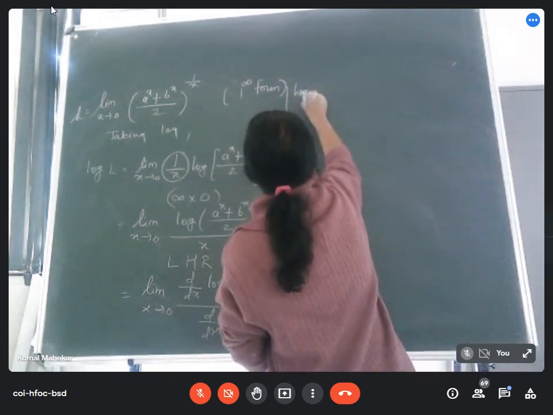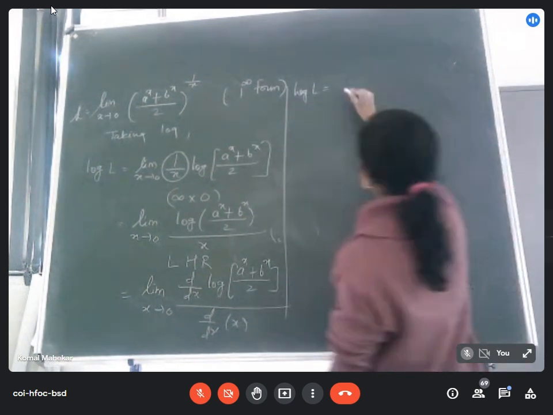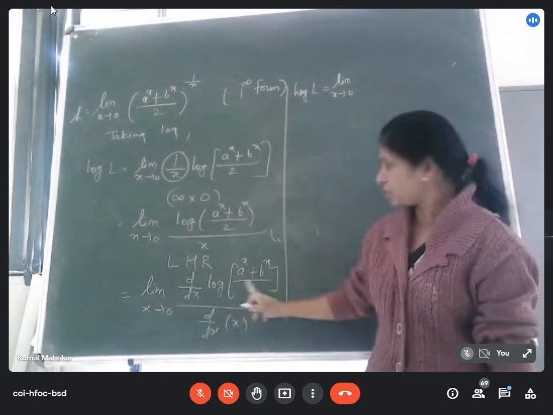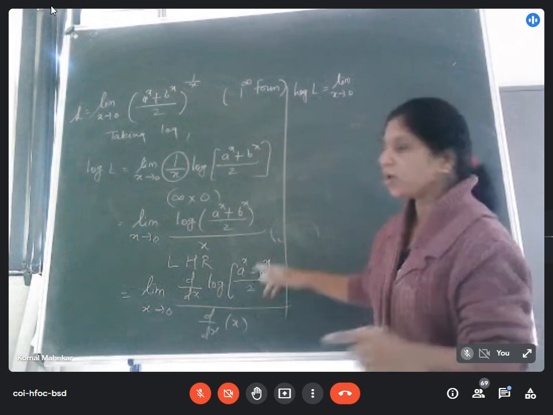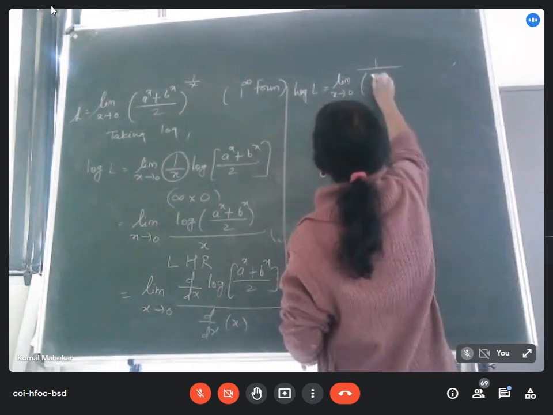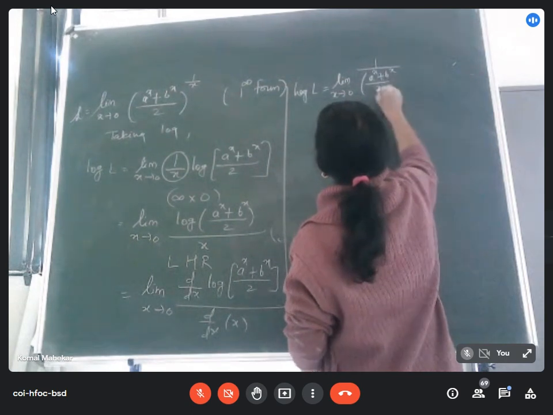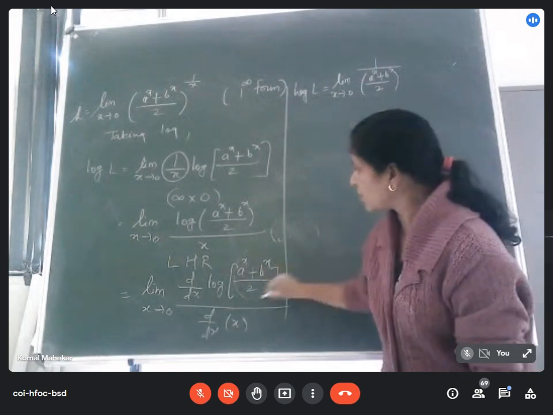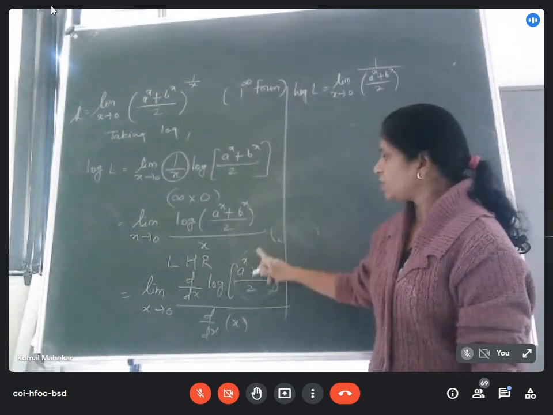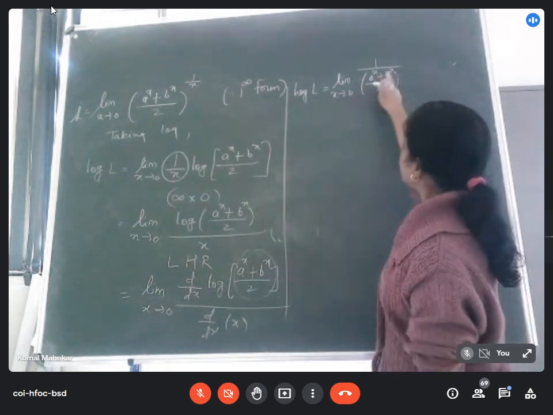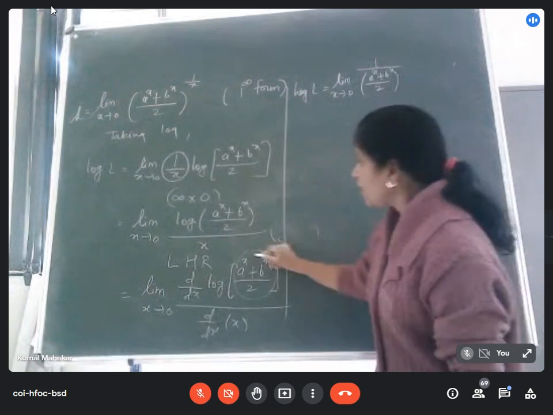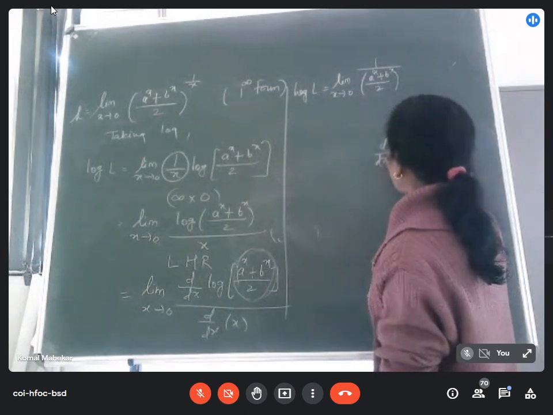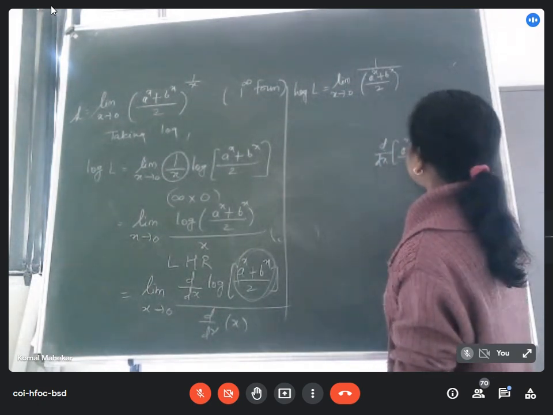Log of L is equal to what? Limit x tends to 0 of derivative of this log function, that is 1 upon a raised to x plus b raised to x divided by 2. Derivative of log x is 1 upon x, that is 1 upon this term, a raised to x plus b raised to x upon 2, into what? Into derivative of this term with respect to x, that is d by dx of a raised to x plus b raised to x divided by 2.